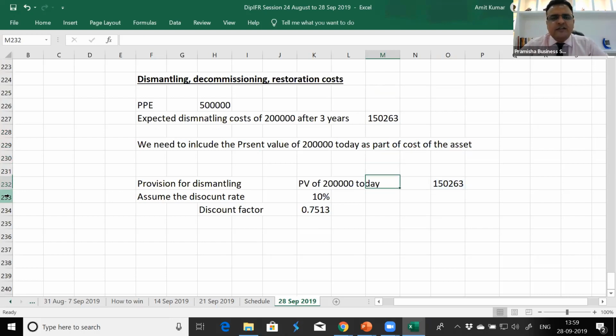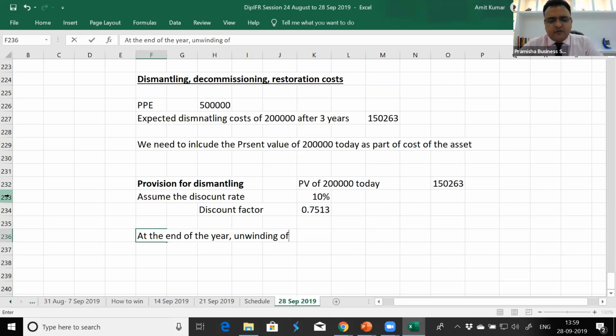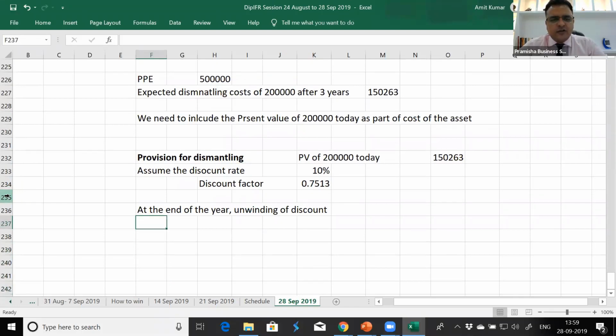Now at the end of each year, whatever we discount to present value, this provision for dismantling, so this is at initial recognition, at the end of the year there will be unwinding of discounts. In IFRS, remember that whatever you discount to present value, please do not forget to unwind the discount. So provision for dismantling will be increased at the end of the year by 10%, and this will now be 150,263 into 1.1. The amount will be 165.